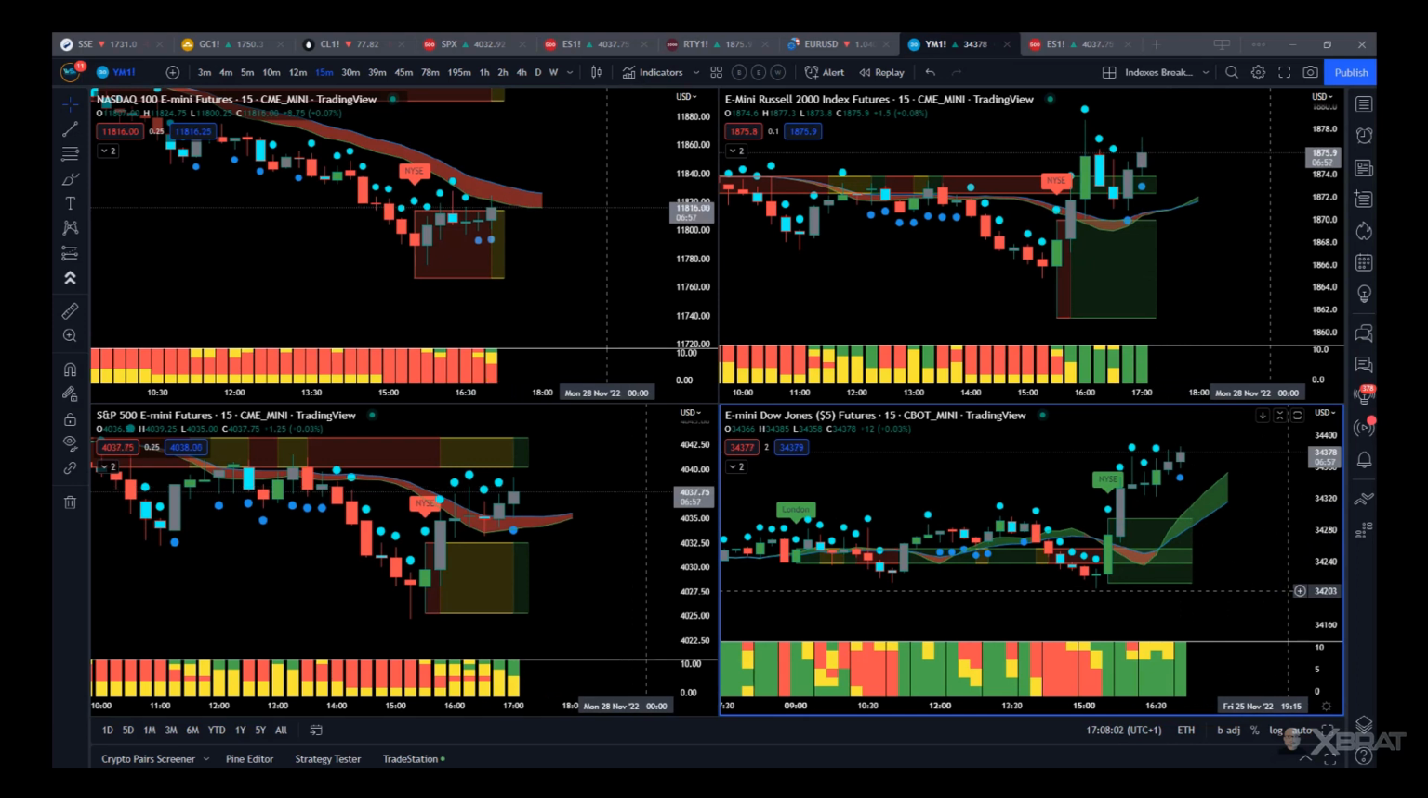I'm looking at four indexes here: the NASDAQ, the Russell, the S&P 500 and the Dow Jones. Basic charts, normal candles. I've got the range breakout trading indicator, the xBrat range breakout trading indicator. I've got the manager and I've got the bias depth heat map.